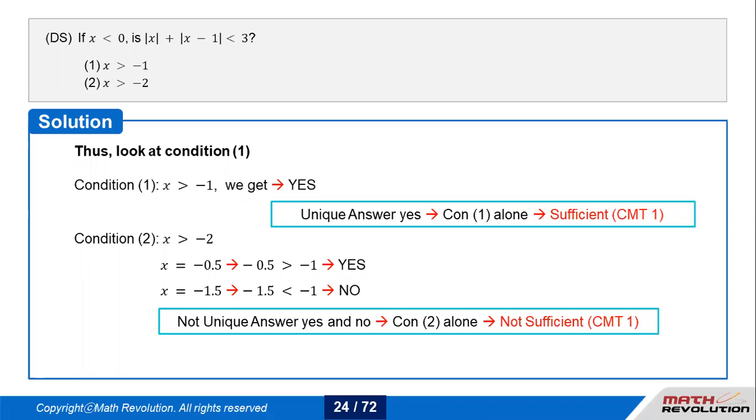So if you're getting a yes and a no, that's not a unique solution according to common mistake type 1. This kind of jargon, common mistake type 1, common mistake type 2, CMT 3A, 4A, 4B, is all available in various lessons across CDE on the mathrevolution.com website. That's a free resource. You can sign up for 7 days and learn through those lessons. Going ahead with it, the answer goes as A.